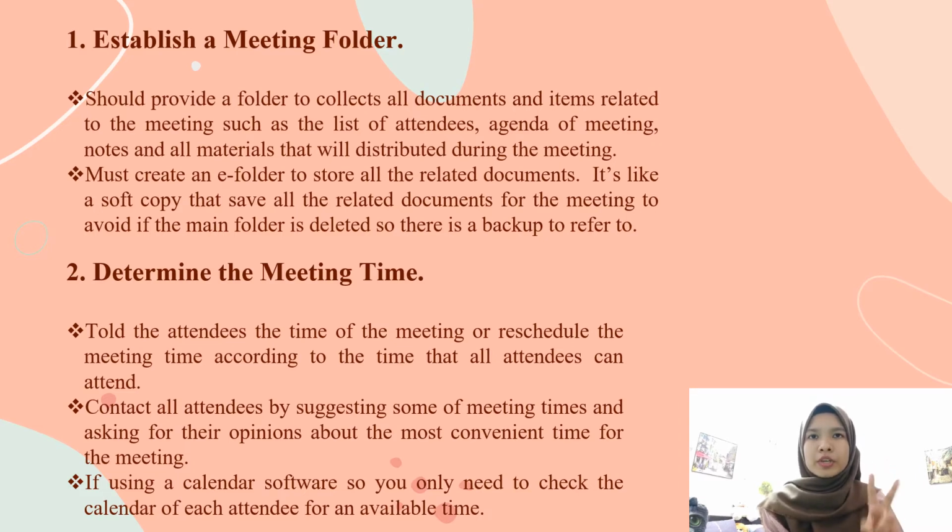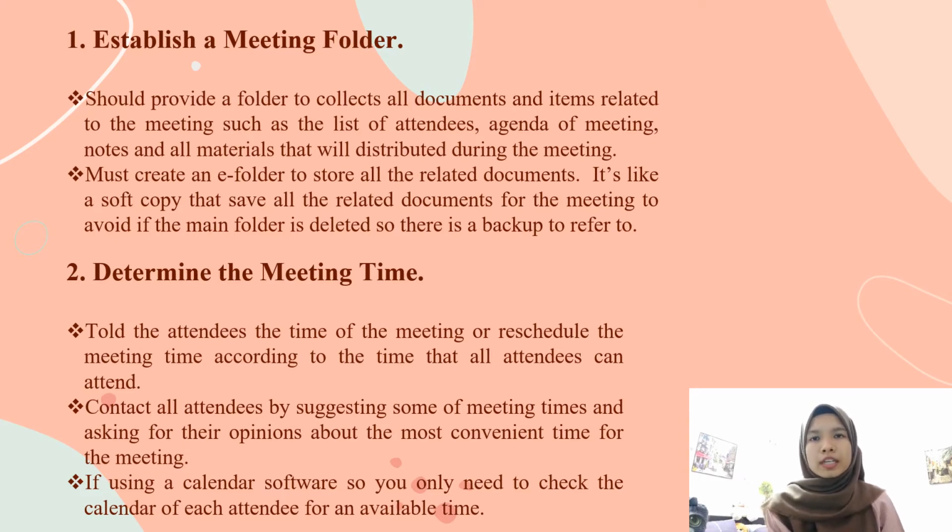Step number 2 is determine the meeting times. We must ensure that all attendees can attend during the meeting time by telling the attendees of the meeting time or rescheduling the meeting time according to the time that all attendees can attend. Second, we must contact all attendees by suggesting a few meeting times and asking for their opinions about the most convenient time to do the meetings.